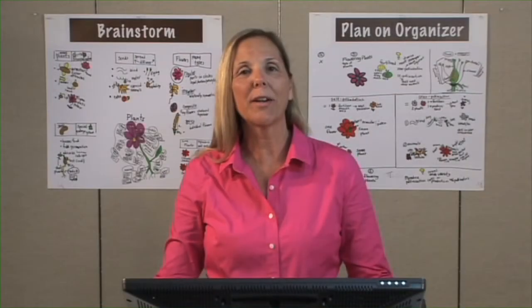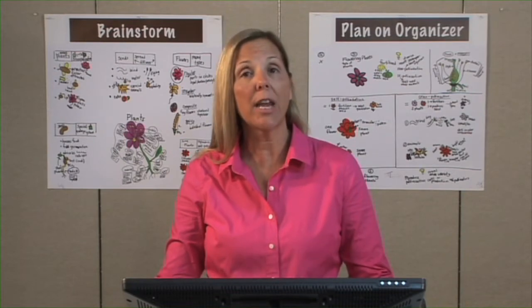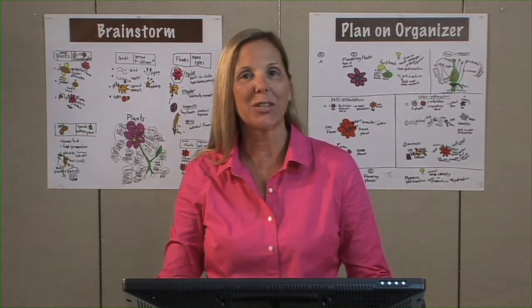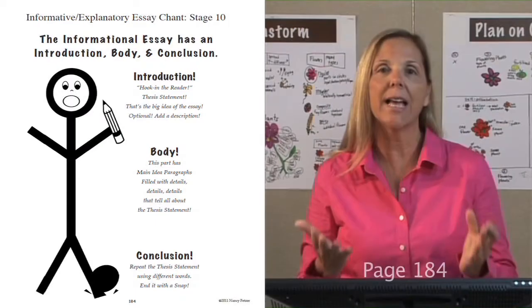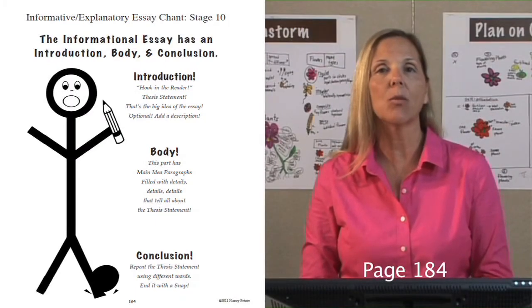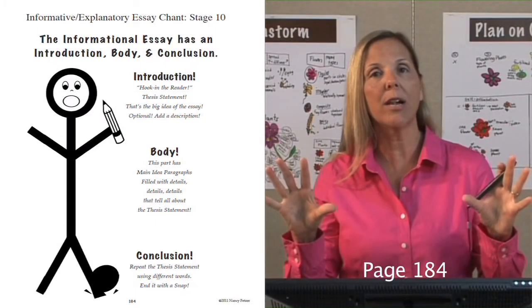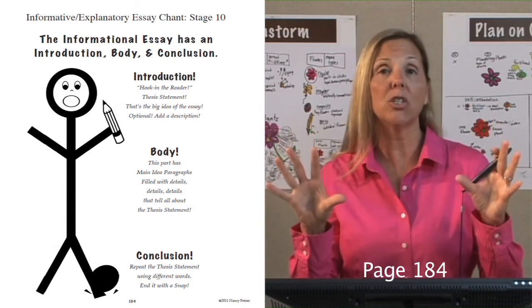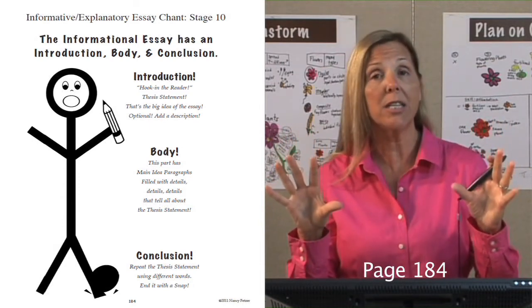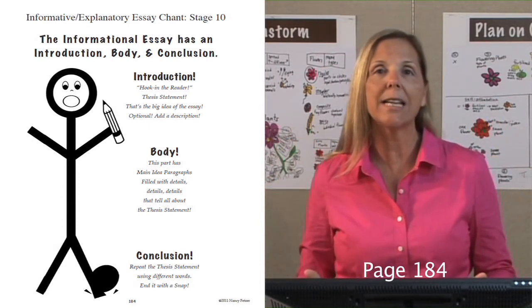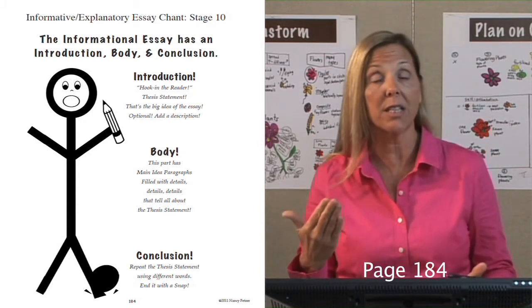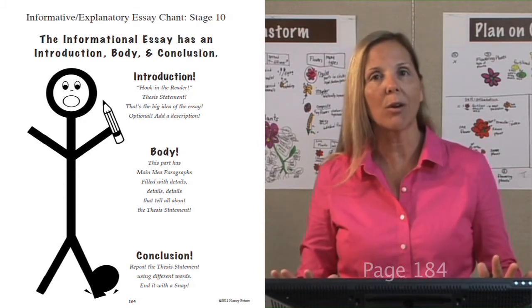Please turn to page 184 for Stage 10, Informative Explanatory Writing. We've reached the essay level. That means that we have an introductory paragraph in which there's going to be a hook and a thesis statement, the body full of main idea paragraphs to support the thesis statement, and a conclusion paragraph.